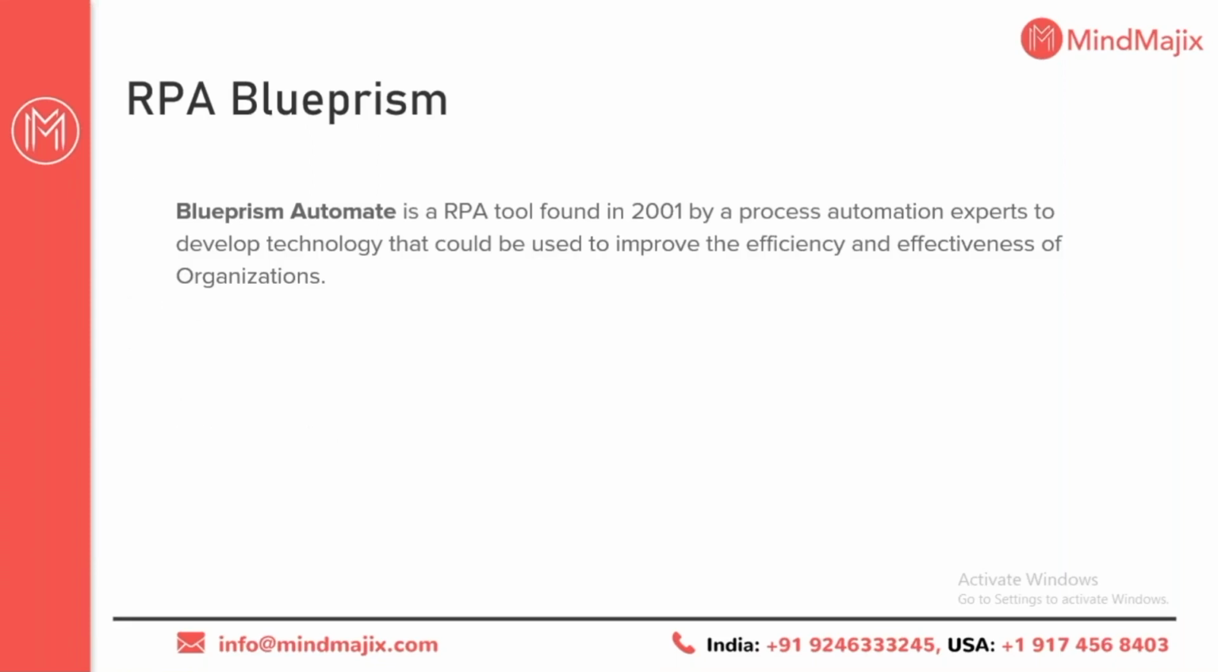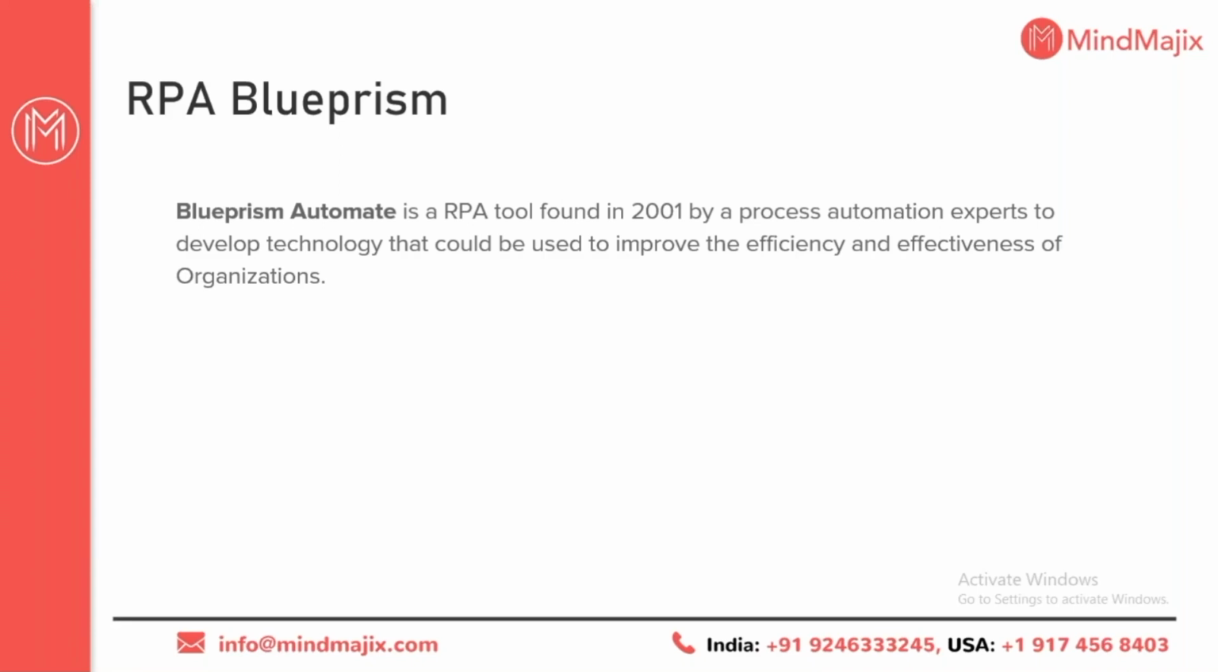Let us step into RPA Blue Prism. Blue Prism was founded in the year 2001 by a set of process automation experts to develop technology that could be used to improve the efficiency and effectiveness of organizations, mainly to improve the process automation speed. Back office people really require automation, as they are tired of doing data processing manually. Initially their focus was only the back office, where they recognized an enormous unfulfilled need for automation.